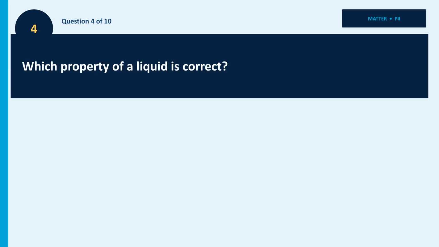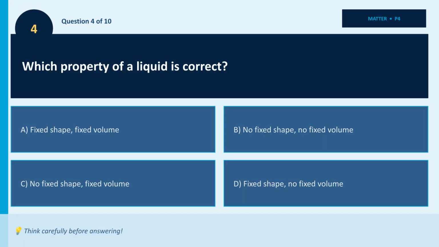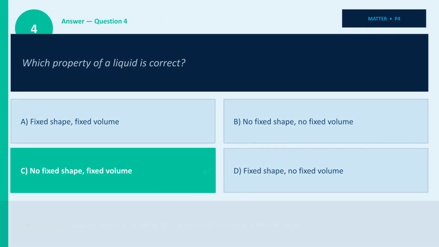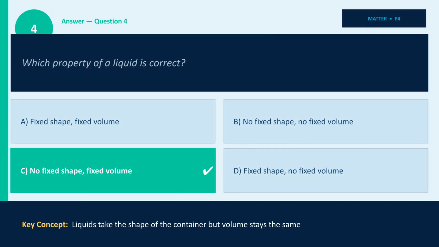Question 4. Which property of a liquid is correct? Choose from the 4 options listed, considering shape and volume. The correct answer is C. Liquids have no fixed shape because they take the shape of the container, but their volume stays the same, so they have a fixed volume.